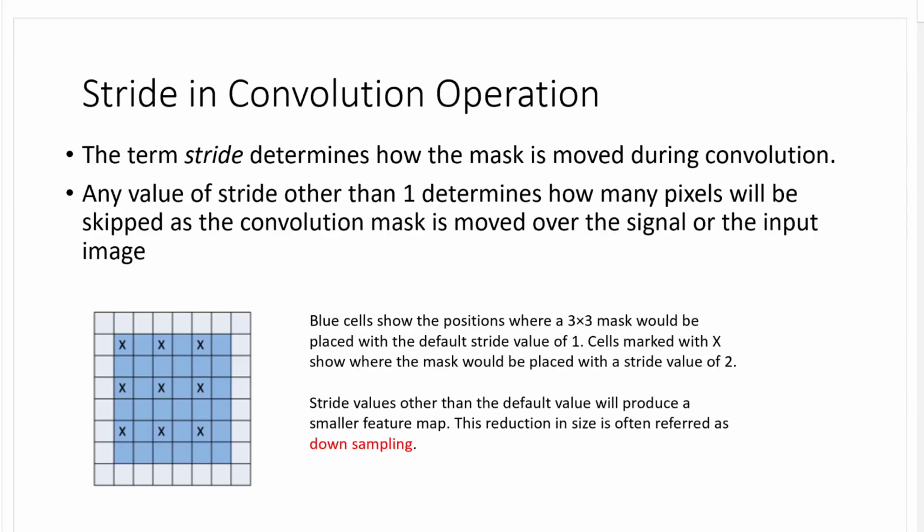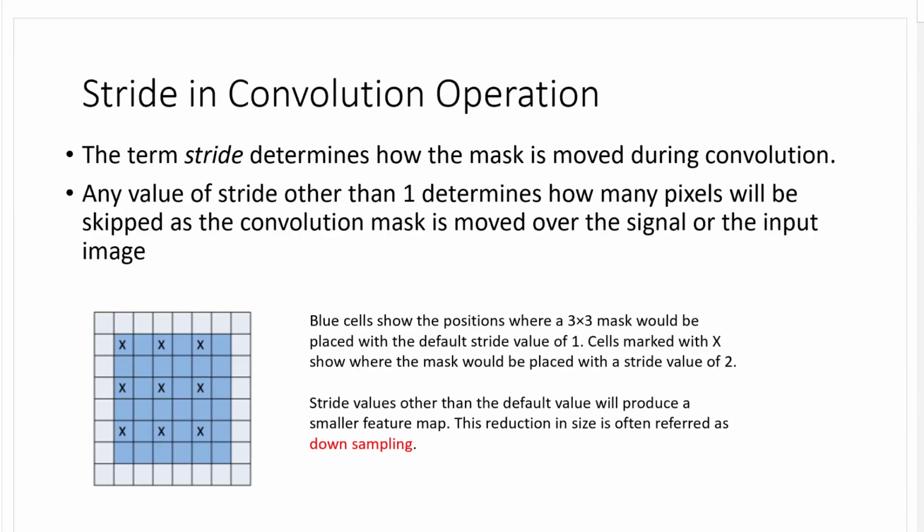If you don't move to the next center of the convolution mask, which is just adjacent to the current center, but you move it by a certain different amount, then that amount is what we call the stride. The stride value of 1 is the default setting in the convolution operation in PyTorch. But if you want to use something different, then you will have to specify what stride value you want to use. To get a clear picture, let's look at this figure shown in this slide. The blue cells show the positions where a 3x3 mask would be placed with the default stride value of 1.